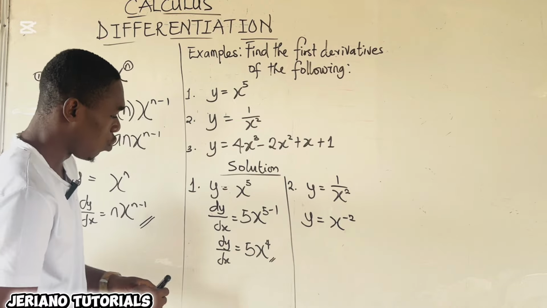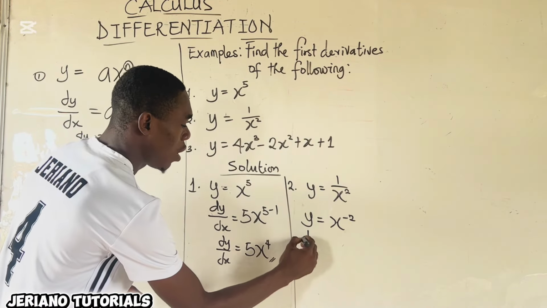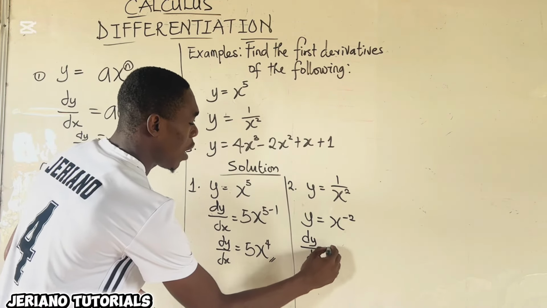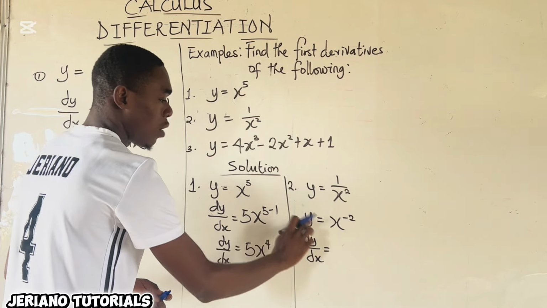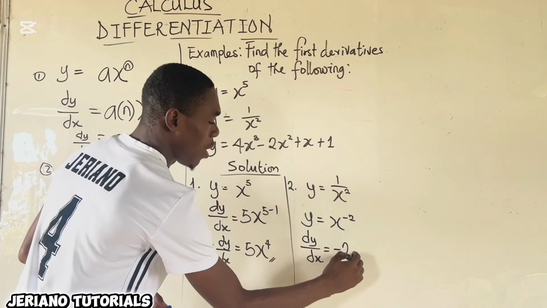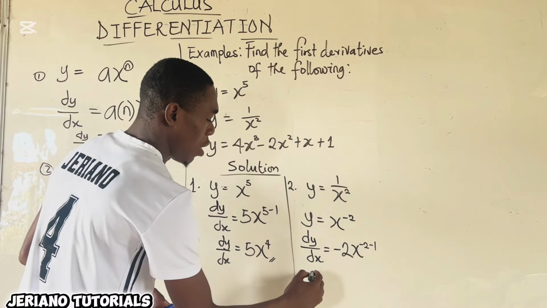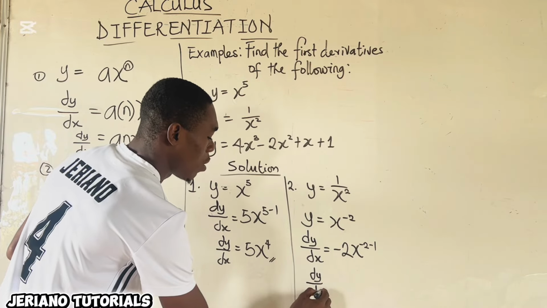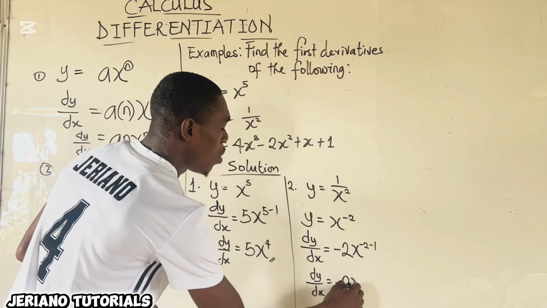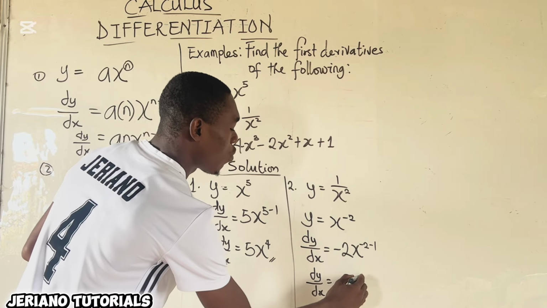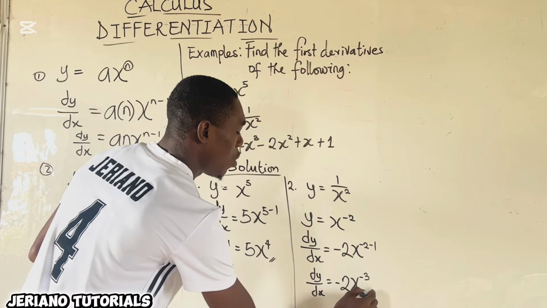So what we have to do is to go straight to dy/dx. And now dy/dx, as we know, send the power to the back, minus 2, x, now minus 2 minus 1. Now dy/dx becomes minus 2, x raised to the power of minus 2 minus 1, which is minus 3.